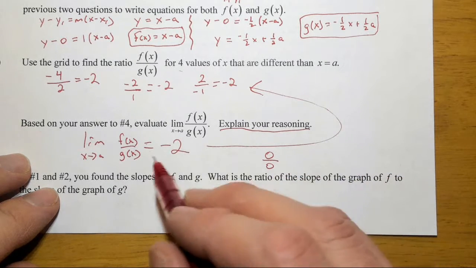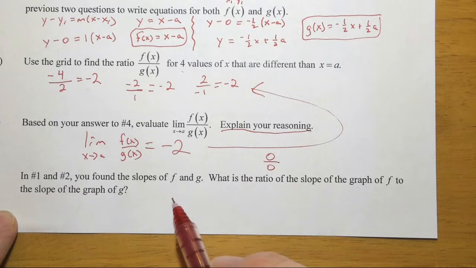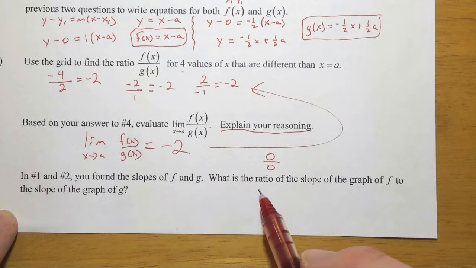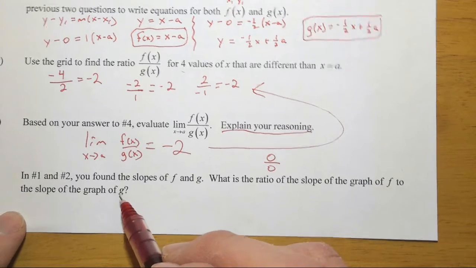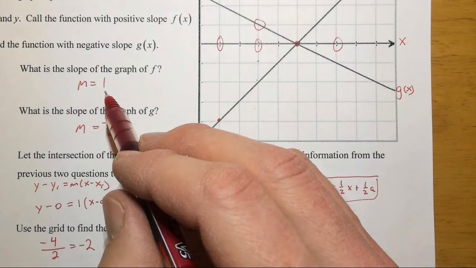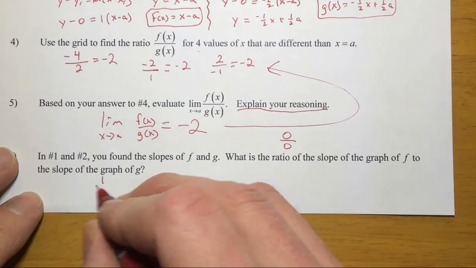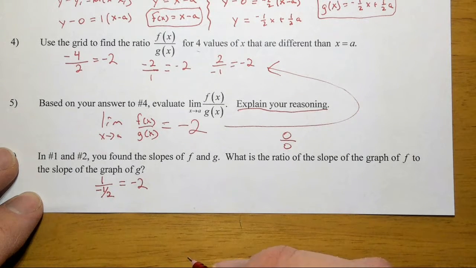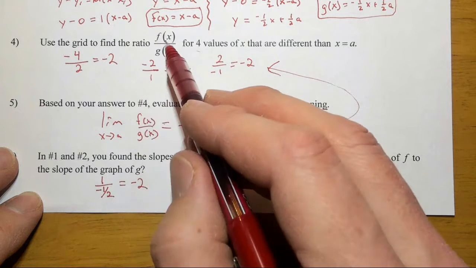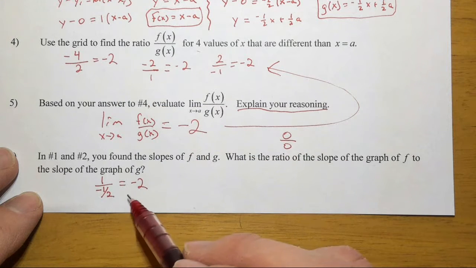So how do we get this -2? Well, back in questions 1 and 2, you found the slopes of f and g. What is the ratio of the slope of the graph of f to the slope of the graph of g? Here's your slope of f. Here's your slope of g. So to find this ratio, we have 1 over -1/2, which is -2. So look at that. The ratio of the functions was -2, and the ratio of the slopes of the functions was -2.